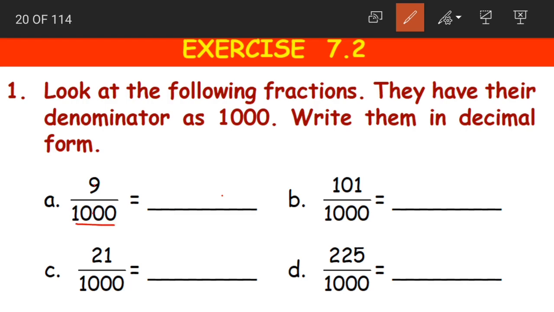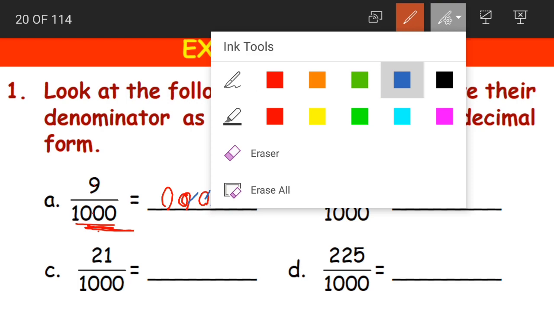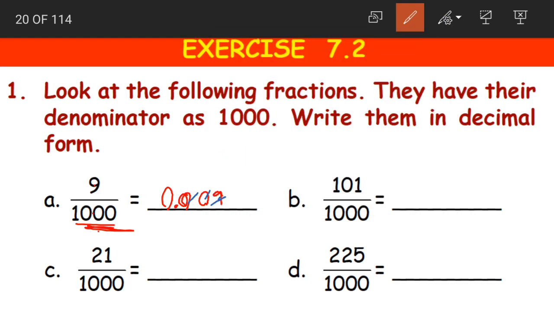Here 1000 has 4 digits. So we have to make the numerator also a 4-digit number. 1, 2, 3. After adding 3 zeros to the left side of the given number, I now have a 4-digit number. Yes, children. Now where should I place my decimal point? 1000 has 3 zeros. So after counting 3 digits from the right, 1, 2, 3, I will place my decimal point. 0.009 is my decimal number.